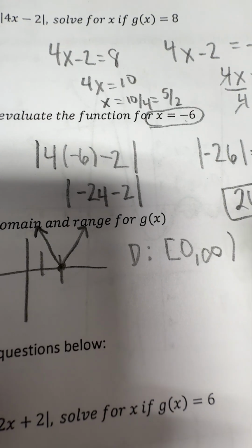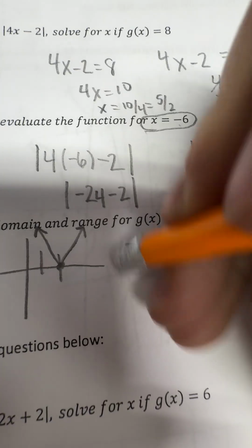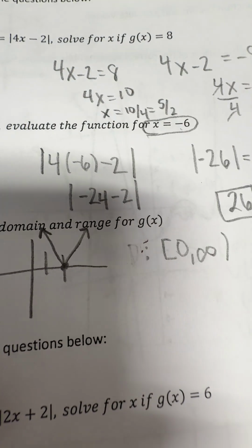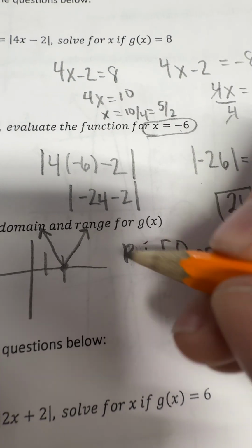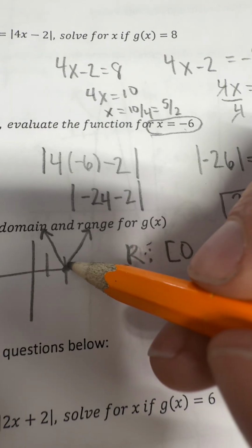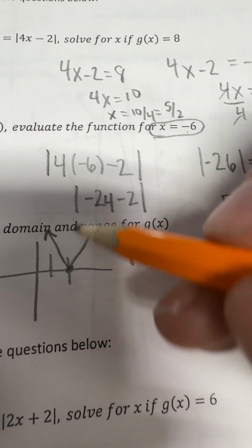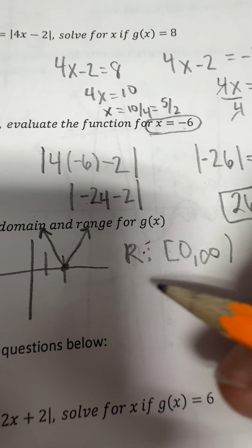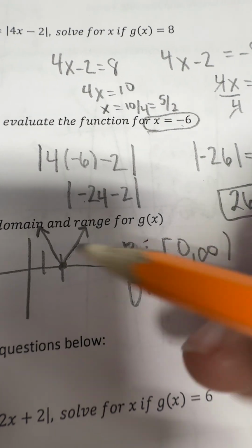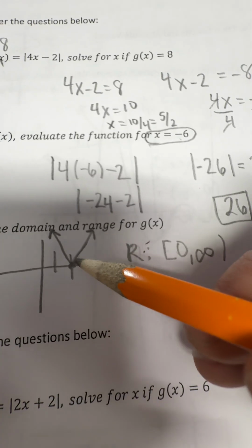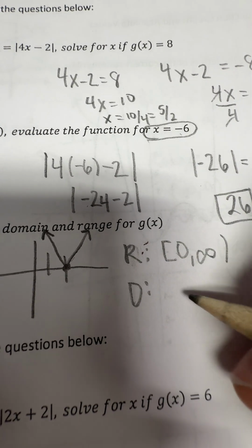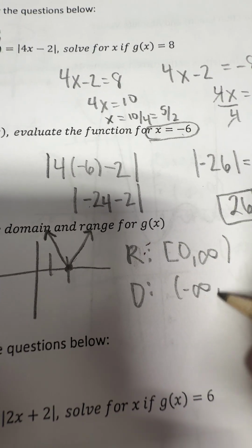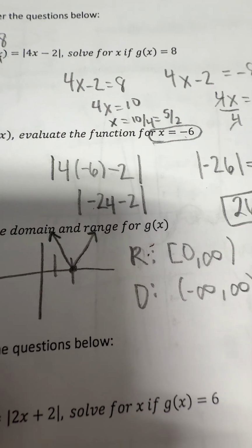All right, oops, that was my range, because that's how far I'm going up. That's my bad. So range is your y values. So it was my y that goes from 0 to infinity, right? I do hit a y value of 0. Now for my x's, which is my domain, I go all the way to the left for my x's and all the way to the right for my x's. So my domain is from negative infinity to infinity.